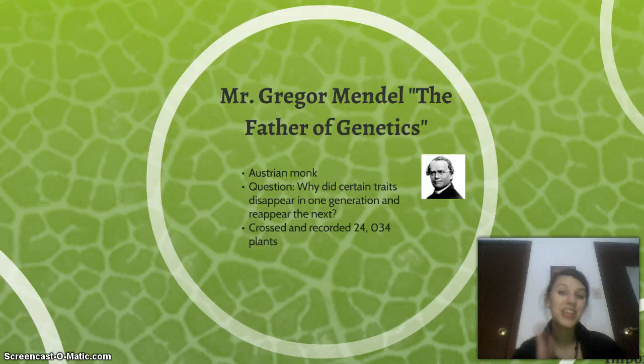All right, so one of the things that you need to know about is Mr. Mendel. Gregor Mendel is considered the father of genetics. He was an Austrian monk, and he had a question. So, most science starts out with a question. His question was, why did certain traits disappear in one generation and then reappear the next? Right? So he actually crossed and recorded 24,034 pea plants to help him get this answer.